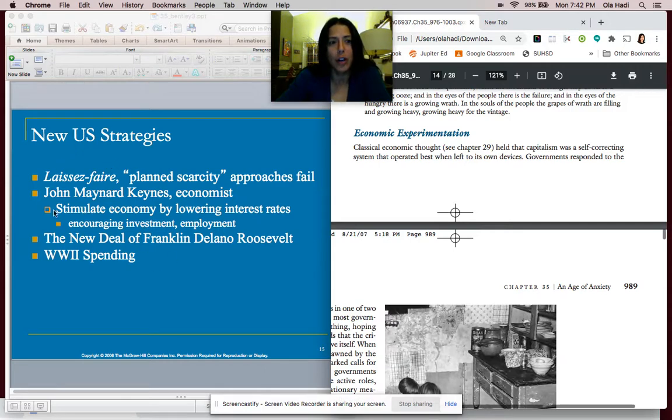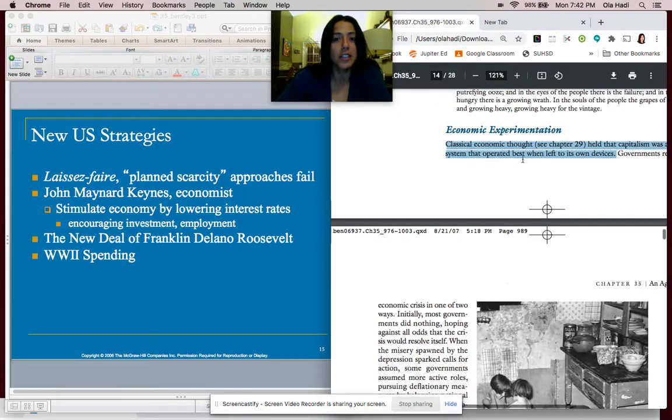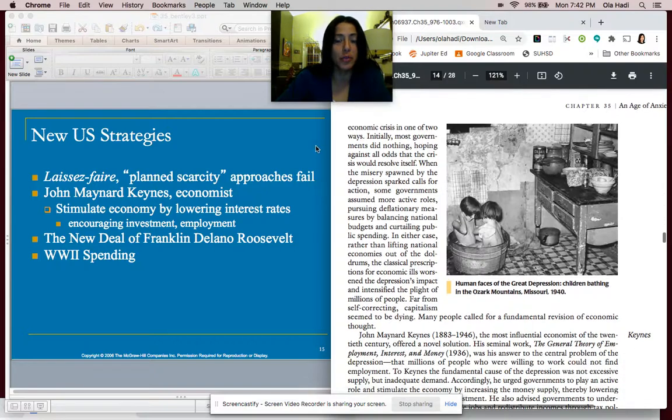So we have looked at this slide before and talked about some of the strategies that failed. And this is the best slide that corresponds with this part of the reading. It tells you that in classic economic thought, capitalism was supposed to function best when left to its own devices, when the government doesn't tamper with it through intervention or programs. And so initially, the response to the Great Depression was either to do nothing and hope that the capitalist system would resolve itself, or to take deflationary measures, balance budgets, because inflation is related to consumer spending.